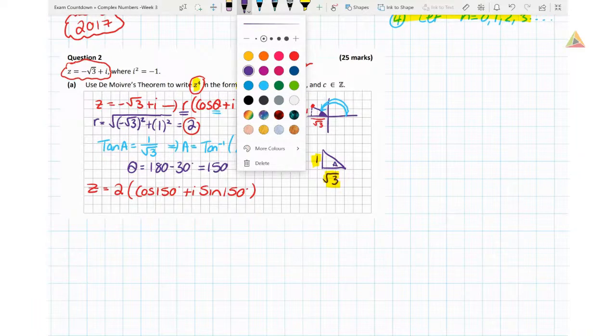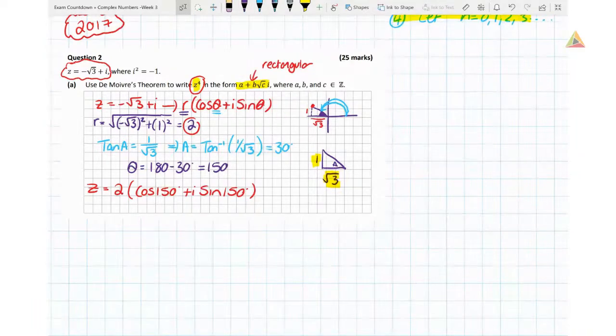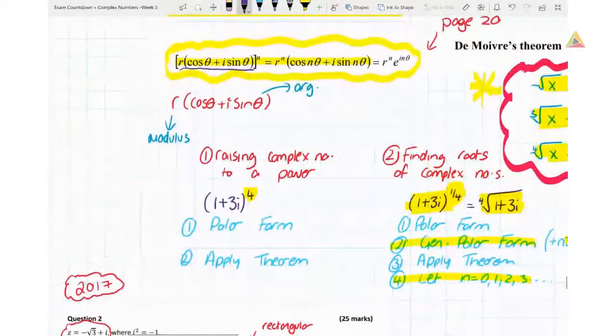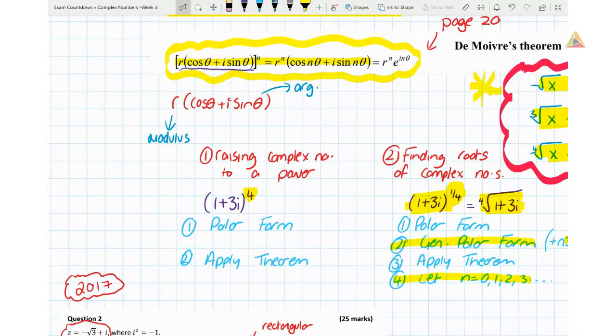But remember, they asked us to find z to the power of 4. So our job is to raise this complex number to the power of 4. So let's remind ourselves what De Moivre's theorem told us. De Moivre's theorem told us that if we have a complex number and we're raising it to a power, we raise the modulus to the power and we multiply the angle by the power.